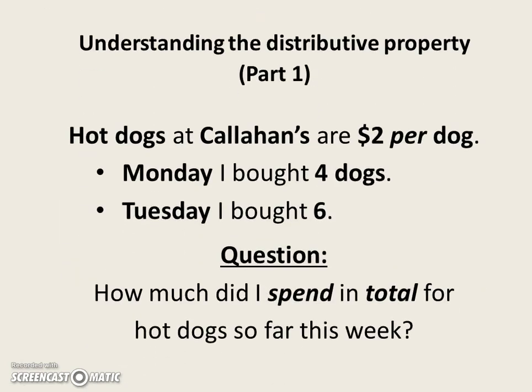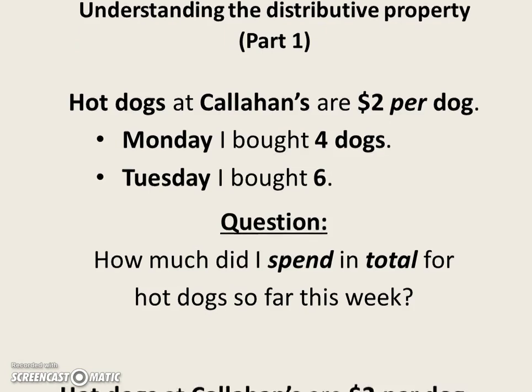Here's another idea for understanding the distributive property. Hot dogs at Callahan's are $2. I don't know about you, I love hot dogs. I know they're not good for you, but I like them, especially Callahan's hot dogs. So on Monday, I bought 4 dogs. On Tuesday, I bought 6. So the question is, how much did I spend in total for hot dogs so far this week?